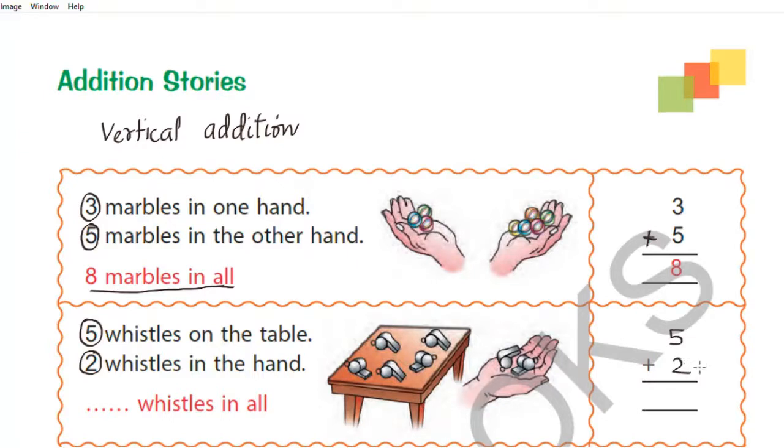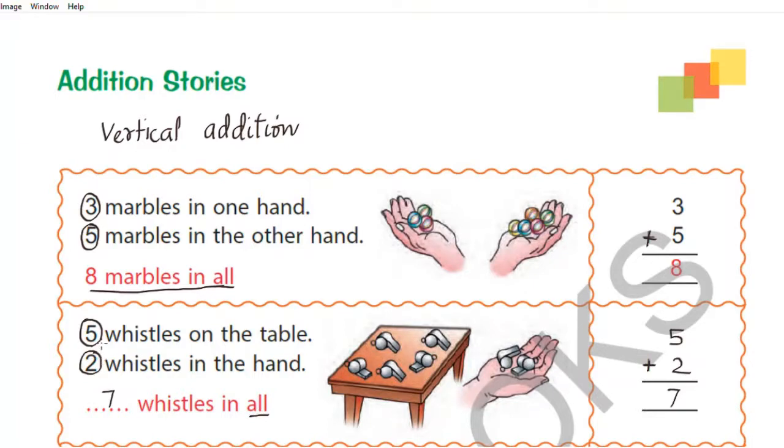Now see the word for doing addition. It's written here all. And all shows we will be doing addition in this question. And so we place the plus sign here. And we will do vertical addition. Now 5 plus 2, you know how to do vertical addition. Keep 5 in your brain and open 2 fingers and count ahead of 5. That is 6 and 7. So your answer is 7. So how many whistles in all? 7 whistles in all. Your answer is 7 whistles in all.